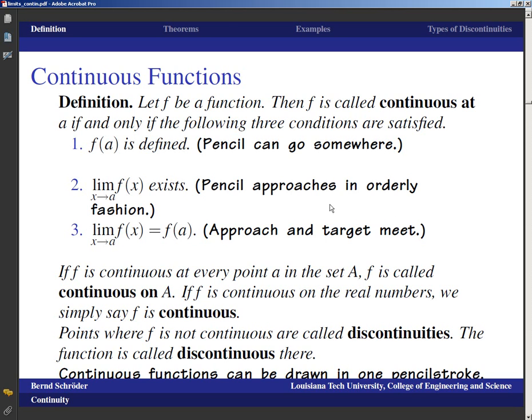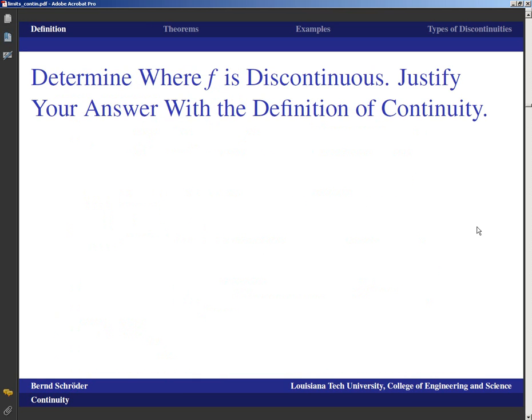And third of all, well, the approach and the target must meet, so that excludes the jumps, right? The orderly approach could still have a jump possibility, but once we've got that approach, the orderly approach assures that there is no jump. Approach and target meeting just means that the point doesn't actually jump out of the function. We'll see an example of that in just a second.